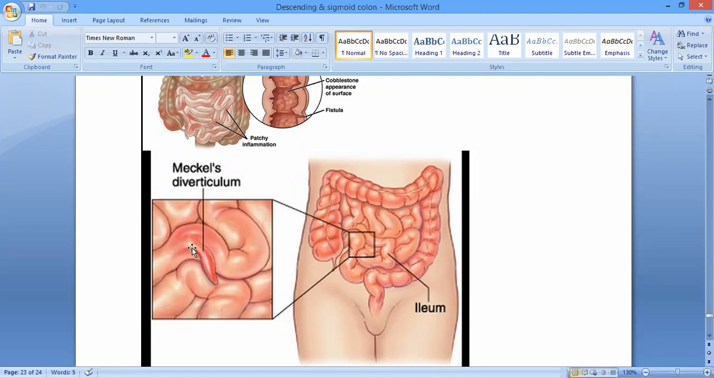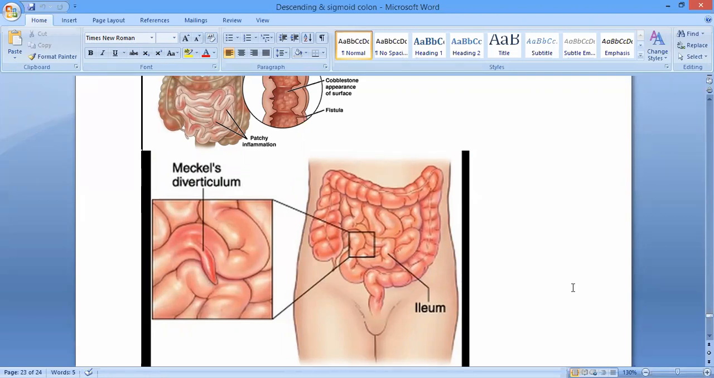It is basically caused by incomplete obliteration of the vitelline duct. You have studied the development of the small intestine. So incomplete obliteration of the vitelline duct leads to the presence of this small worm-like diverticulum at the lower part of the small intestine, and that is called Meckel's diverticulum.